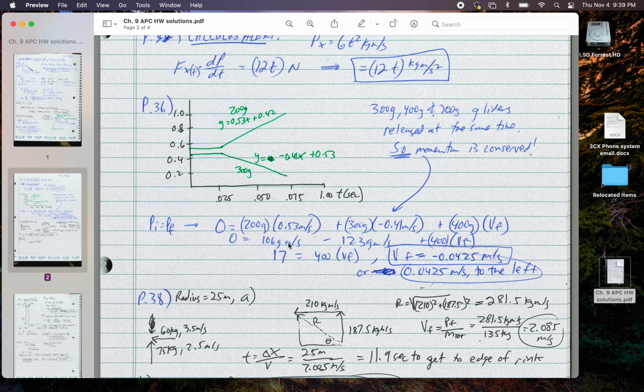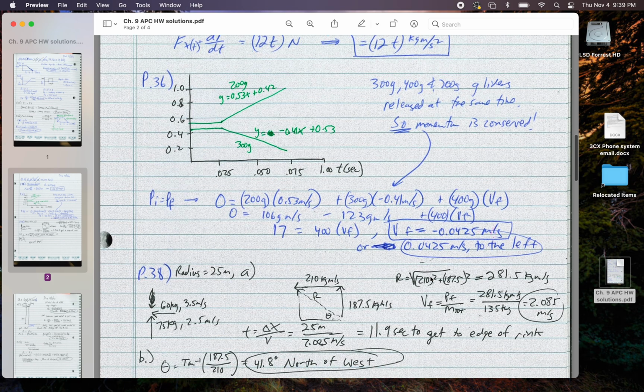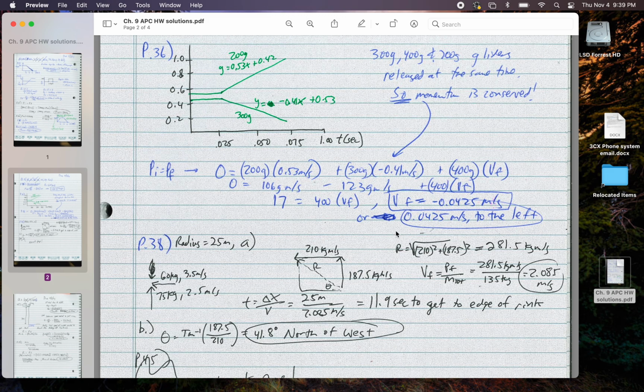So figure out that the 200 gram cart has a positive momentum based on the slope, which is its velocity multiplied by the mass. And this one has a negative momentum because it's got a negative slope times its mass. And then the momentum of the third cart is something we could figure out. Divide it by the mass, you get the velocity. So that's negative 0.0425 meters per second, or 0.0425 meters per second to the left.